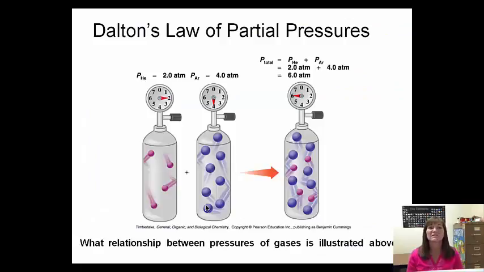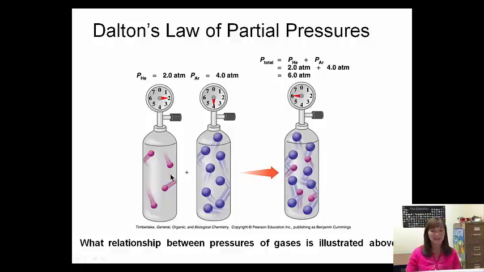There is a concept called Dalton's law of partial pressures. And if we look at this picture, you might even want to pause the video and look at it and see if you can answer this question. What relationship between pressures of the gases is illustrated above? So what do you notice as you look at this picture? We start off with this tank that just has helium in it. And it's telling me that the partial pressure, or the pressure of helium, is 2 atmospheres. So if we look at the dial, it's telling us this helium is exerting a pressure of 2 atmospheres. In this other tank, we have argon, and it's exerting a pressure of 4 atmospheres.